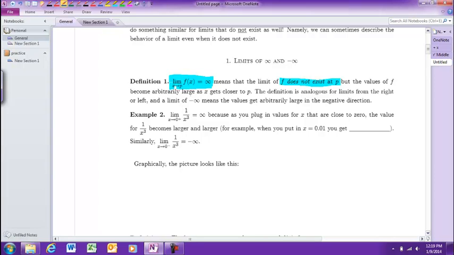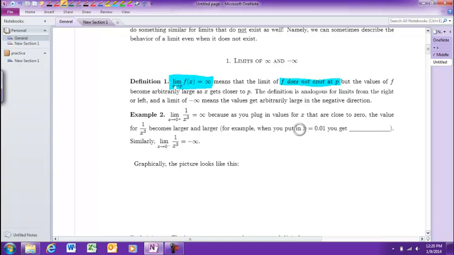And the definition is analogous for limits from the right or left, so a limit as x approaches p from the right. And if you say that the limit equals negative infinity, that means you're getting really large numbers that are negative. So for example, the limit as x approaches 0 from the right-hand side of 1 over x cubed equals infinity, because as you plug in values for x that are close to 0, positive numbers close to 0, the value for 1 over x cubed becomes larger and larger.